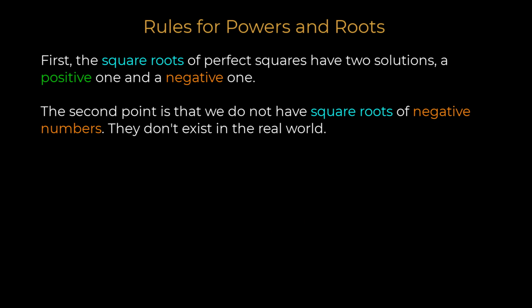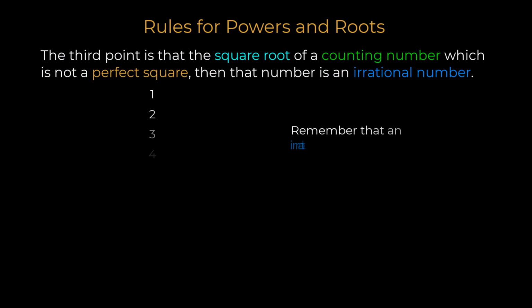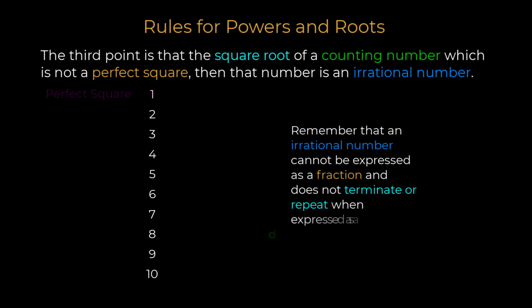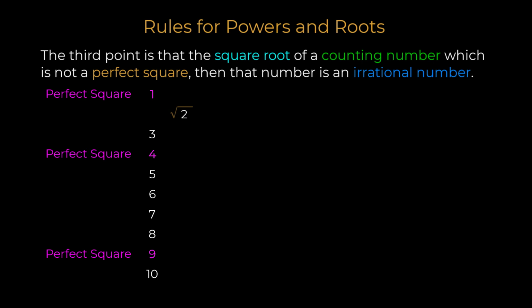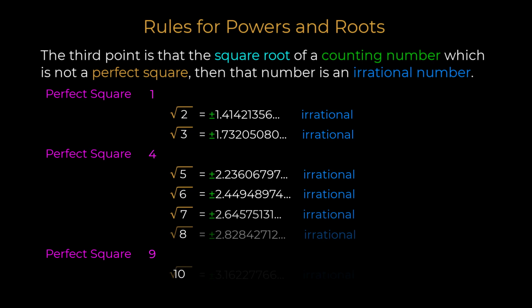The third point I want to make is one that is not obvious but is important. If we take the square root of a counting number which is not a perfect square, then that number is an irrational number. Remember that an irrational number cannot be expressed as a fraction and does not terminate or repeat when expressed as a decimal. So the square root of 2, the square root of 3, the square root of 5, the square root of 6, etc. are all irrational numbers, both positive and negative.